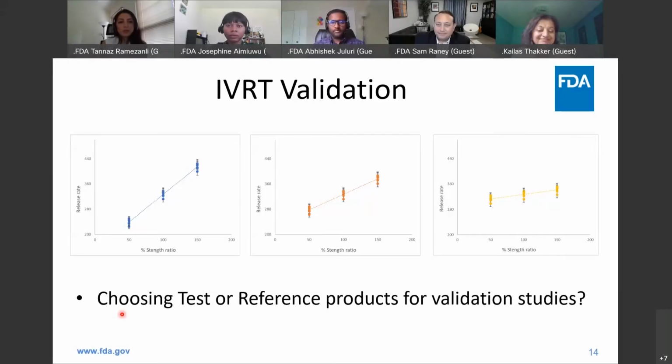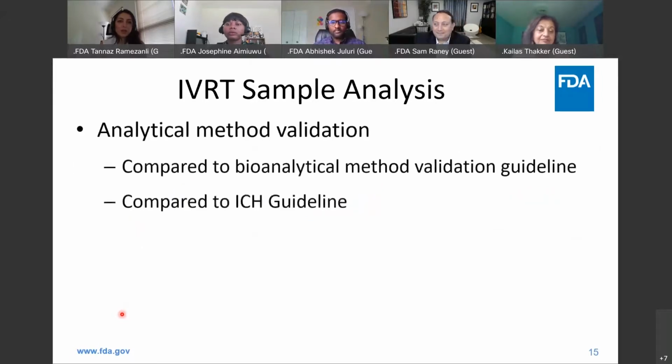I think we covered this question. I know we are running over time, but I really want us to go over the next slide as well, which is related to IVRT sample analysis. If you can click on all the points.